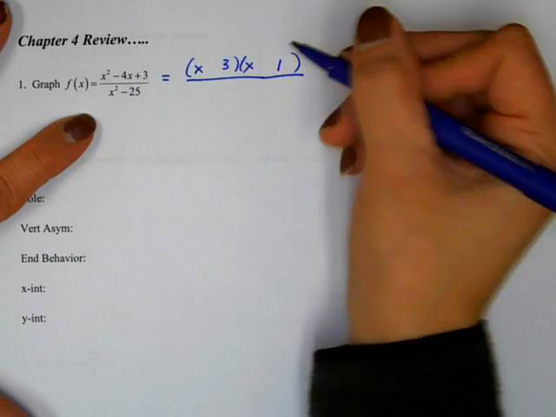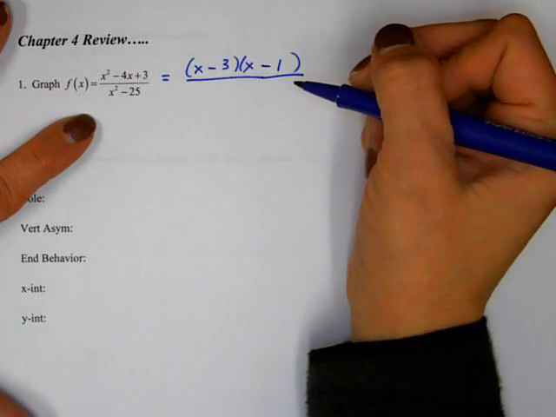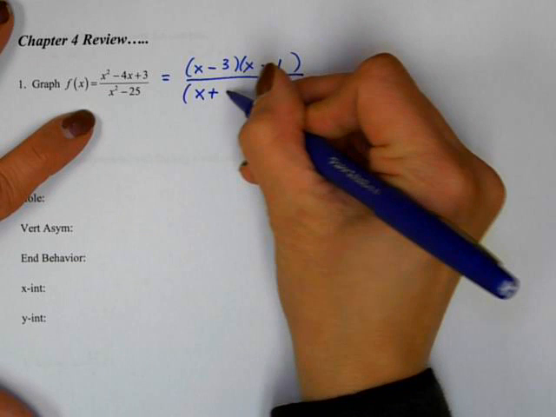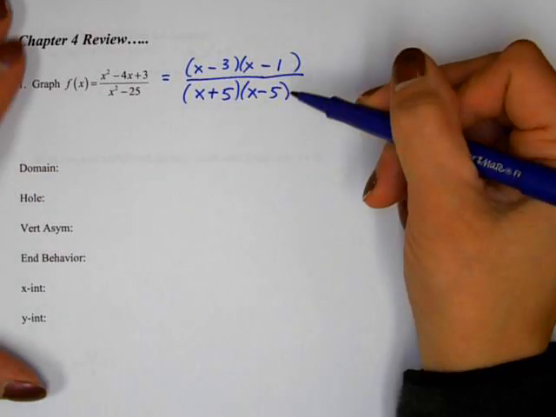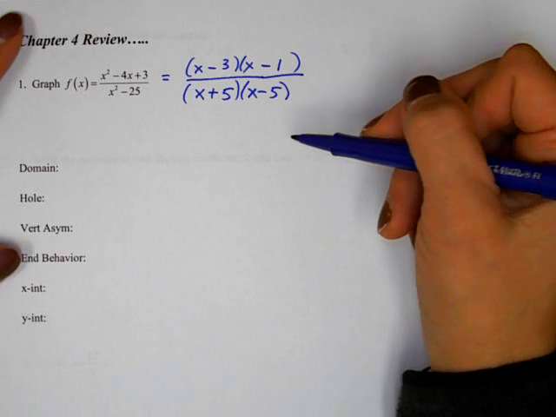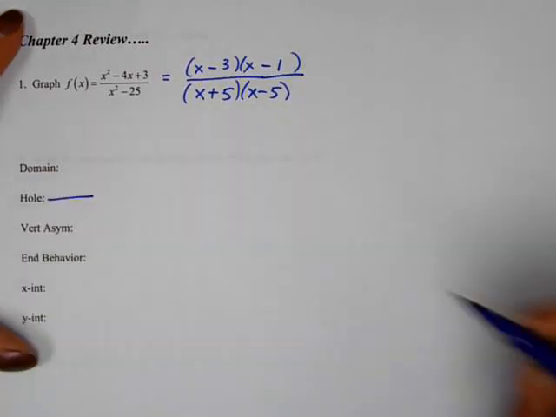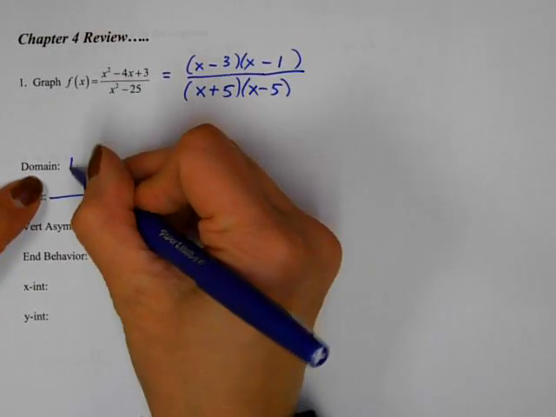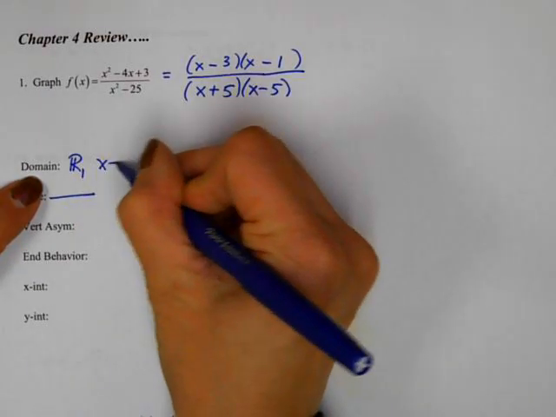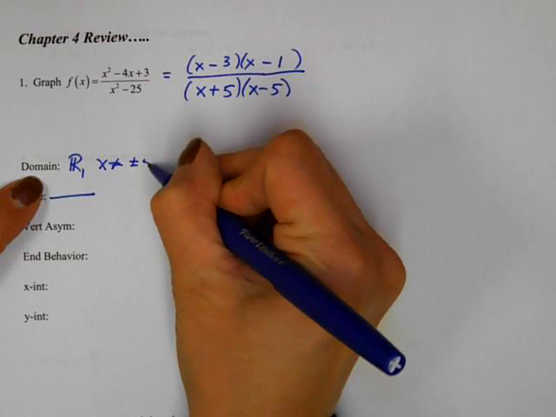We're going to have x minus 3, x minus 1. The denominator factors into x plus 5, x minus 5. I'm noticing nothing cancels, so we're not going to have any holes. The denominator is going to tell us our domain, so we're allowed to use all reals for this problem, except not plus and minus 5.